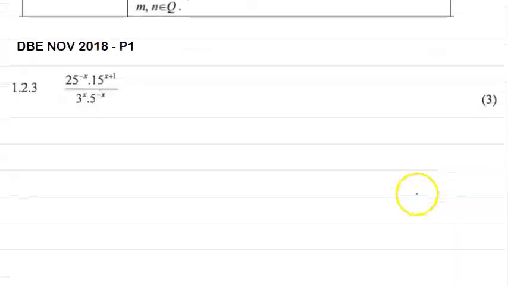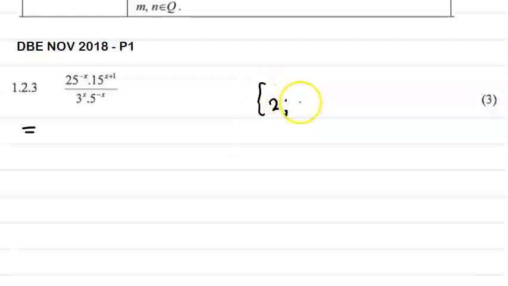Now the first question that we're looking at is from the DBE November 2018 paper 1. I call this a type 1 example because it only involves multiplication and division of exponents. So the first step here would be to write everything as prime bases. What is a prime base? A prime base is a prime number. The smallest prime number is 2, then comes 3, 5, 7, and so on. So we need to write our bases as prime numbers.